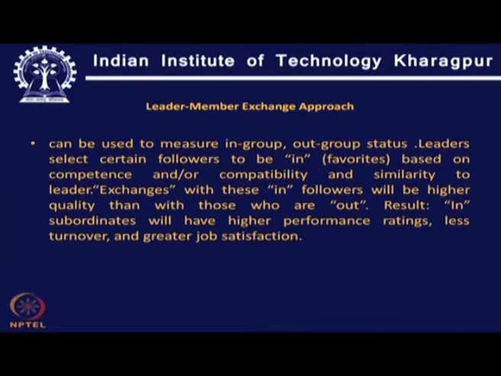The leader member exchange approach is another approach, used to measure in-group and out-group. Leaders select certain followers to be in the in-group based on competence and or compatibility and similarity to the leader, and out-group people are those whom we do not see in the same way.